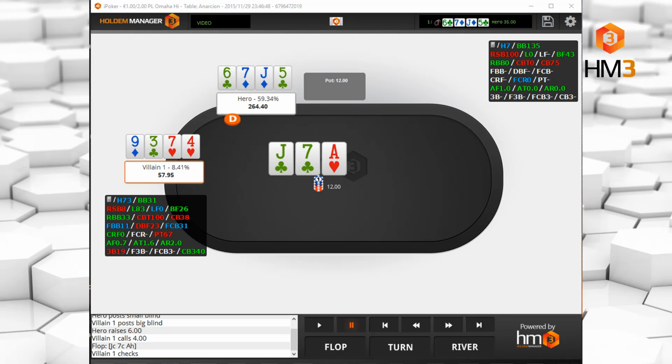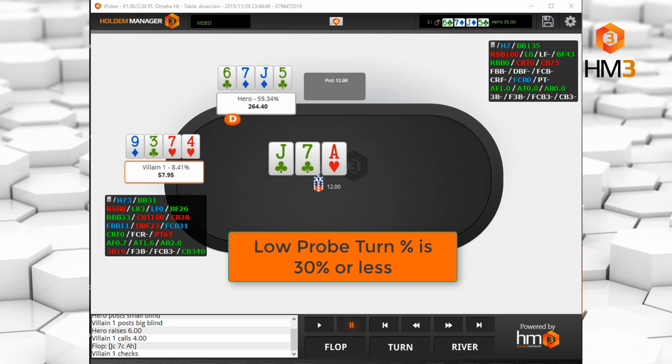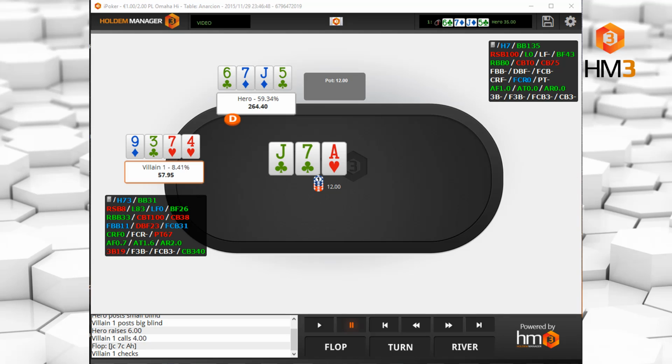The corollary of this is if your opponent has a low probe turn percentage, you want to bet wider for value on the flop, as you are unlikely to induce bluffs on later streets given their low probe turn percentage. But it also gives you the option of checking back some pure air hands on the flop and delayed c-betting them on the turn, given your opponent isn't going to take initiative away as often on the turn.